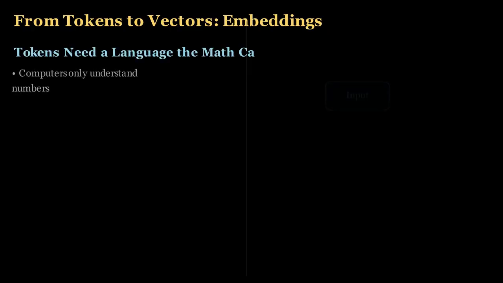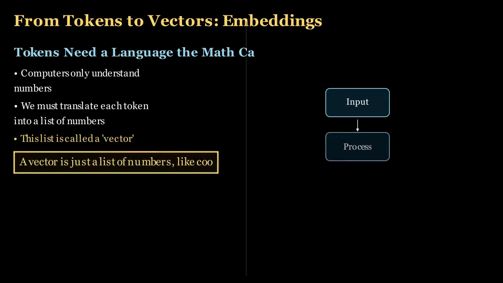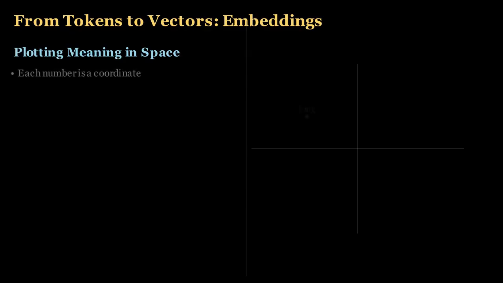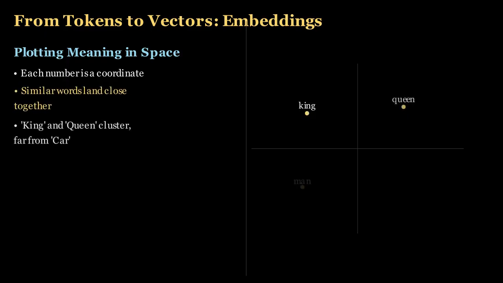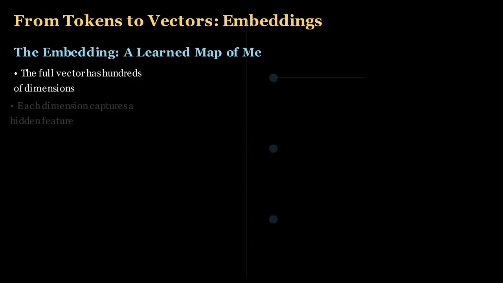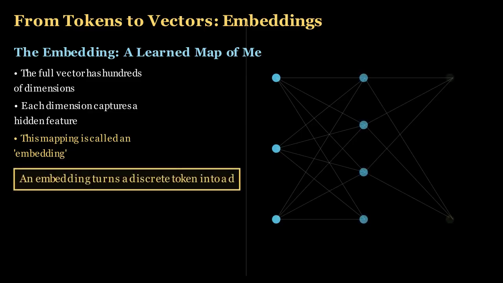We just broke our sentence into tokens. But a computer can't do math on the word cat. So we translate each token into a vector, a simple list of numbers. Imagine a simple 2D space. Each number in the vector is a coordinate. Words with similar meanings, like king and queen, end up as neighbors. Car is way over there. Real vectors use hundreds of dimensions, not just two. Each dimension captures a hidden feature of the word. This whole map from token to vector is the embedding.